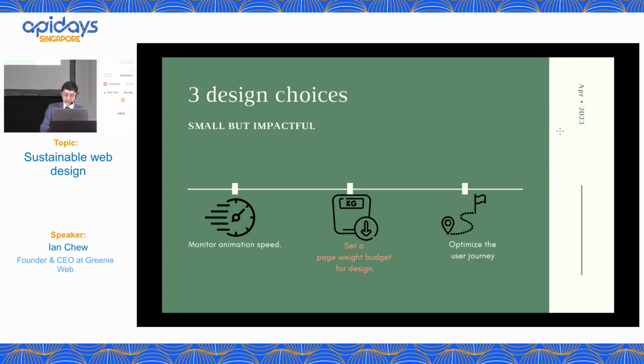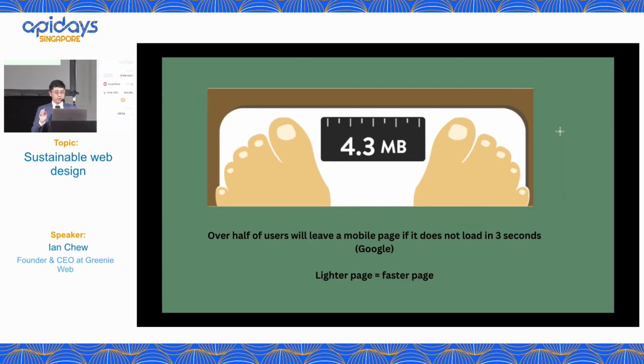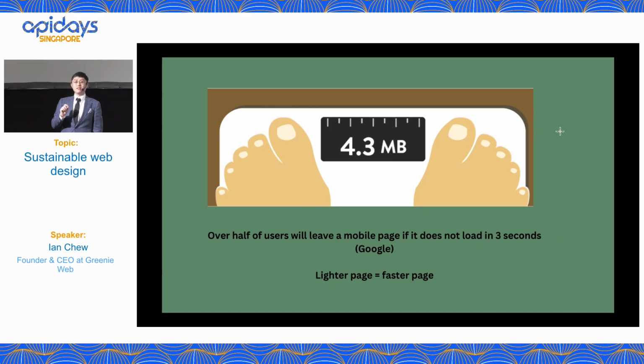So the second thing is set a page weight budget for design, right? You see this scale here is very interesting, right? It doesn't show you kg, it shows you 4.3 megabytes. Every web page comes with what we call a weight budget. It's not just people eating a lot. Your web pages also consume a lot of data, they consume a lot of energy, and they also emit a lot of CO2. So what you want to do is really budget, have that carbon budget for your web page and divide that accordingly for each site that you have.